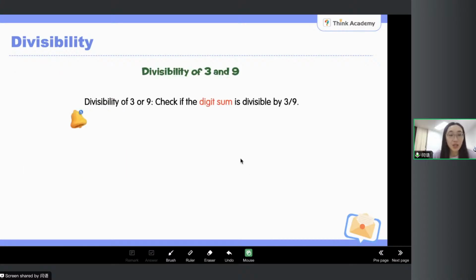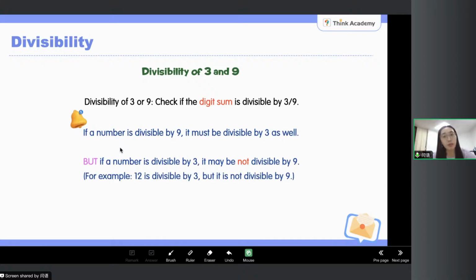Here, another rule is for the divisibility of 3 and 9. When it comes to 3 and 9, we always check if the digit sum is divisible by 3 or 9. But here, there is a very important conclusion. If a number is divisible by 9, it must be divisible by 3 as well, because 9 is just a multiple of 3, right? But if a number is divisible by 3, it may be not divisible by 9. For example, 12 is divisible by 3, but it is not divisible by 9, right?